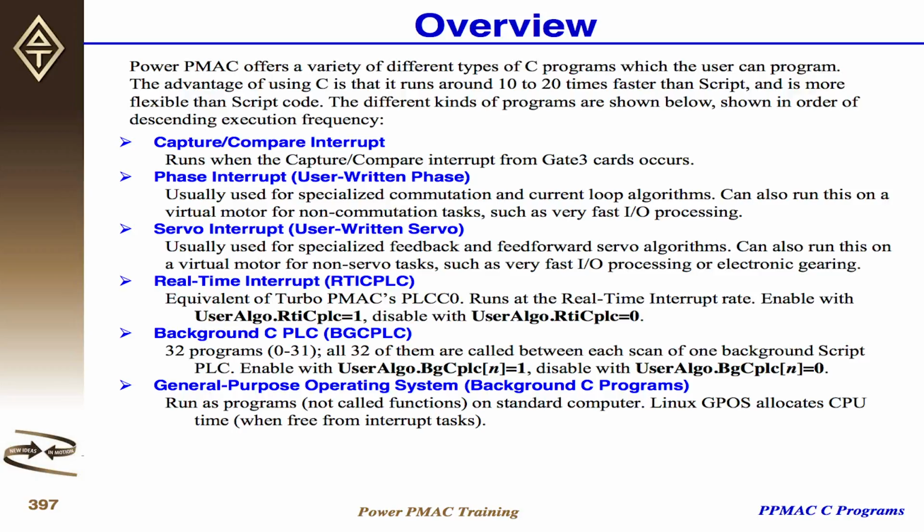And these are run as standalone programs in the Linux environment. They're not scheduled by PMAC. They don't run at any particular determinism. The Linux general purpose OS will allocate the CPU time for that. And you can use this for a lot of different purposes. Some examples we've used it for in the past are getting data from a camera, communicating over Ethernet. We also use it for host communication and data logging.